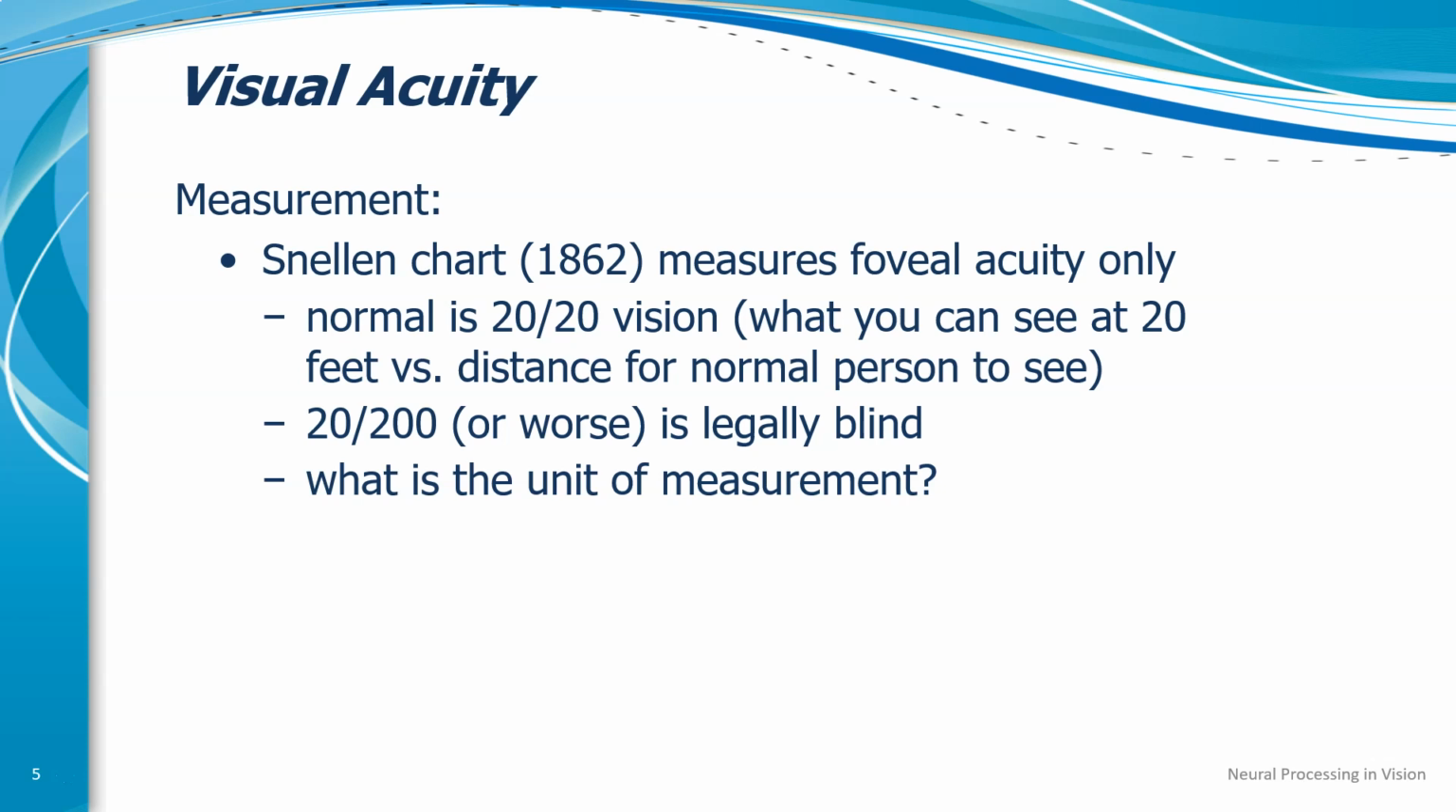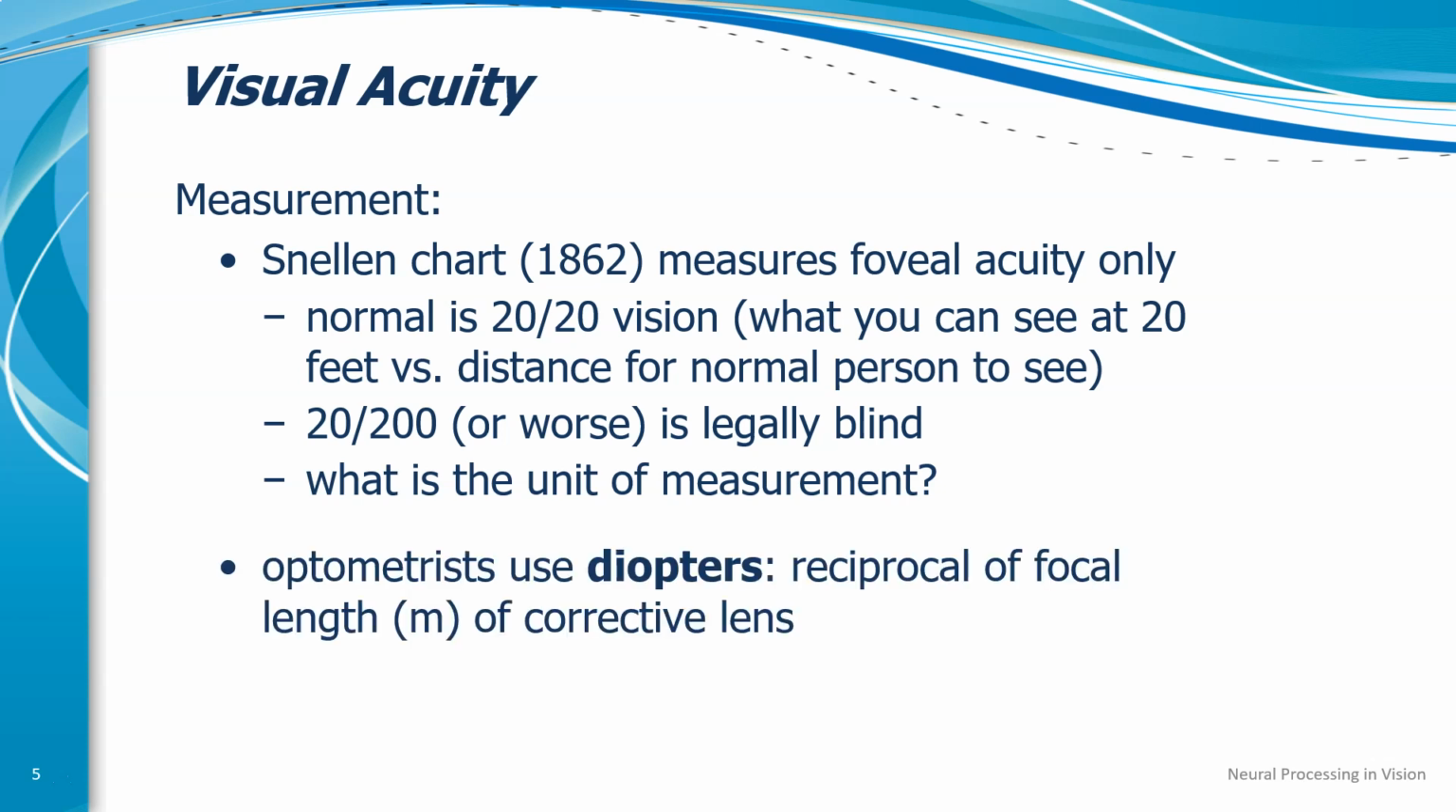So then, based on this information from the Snellen chart and your performance, how does the optometrist come up with a unit of measurement, because they're probably going to need one if you are not 20/20. So they use what's called a diopter, and that is the reciprocal of the focal length in meters of the corrective lens that will bring your vision to 20/20.